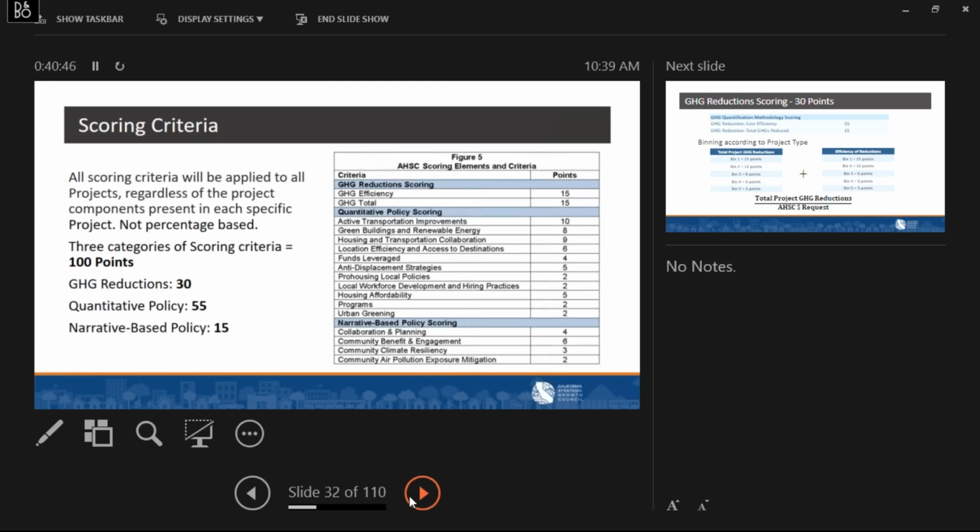Within the program, we see a whole range of scores, but we never actually see a perfect 100. The intent is to try and score as many points as possible, as it is a highly competitive program, though we don't expect that any single project is able to complete all of the individual scoring components.